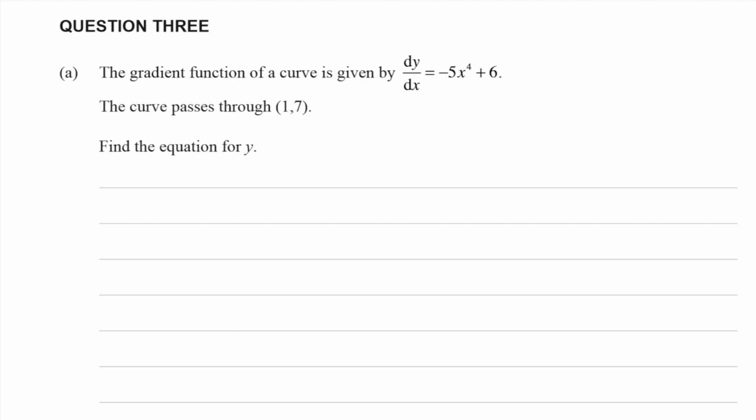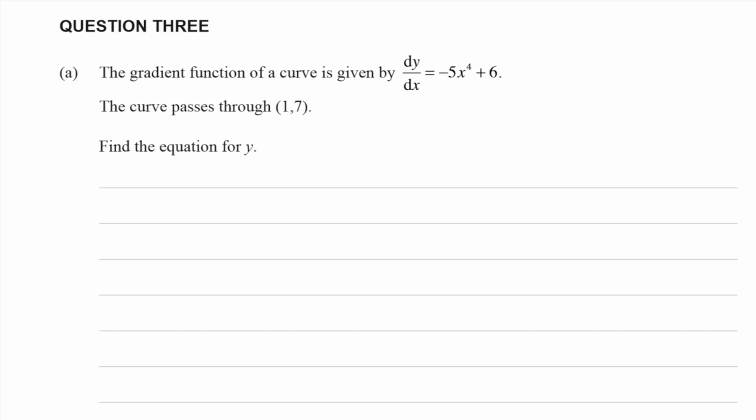So since we're given the derivative, to find the original equation, we will need to anti-differentiate to find the equation y equals something. Alright, so let's do that now.